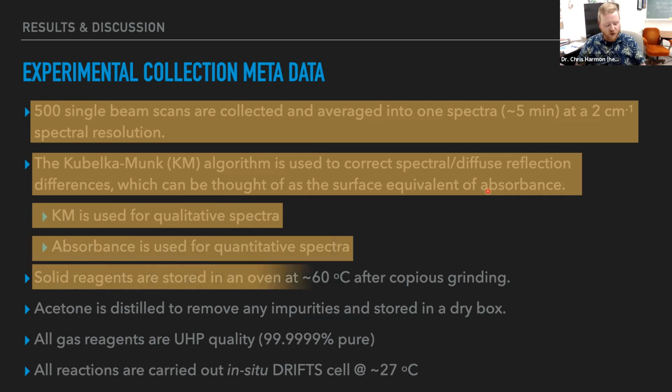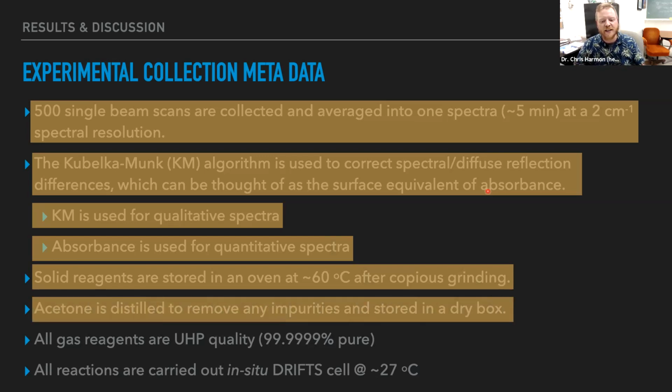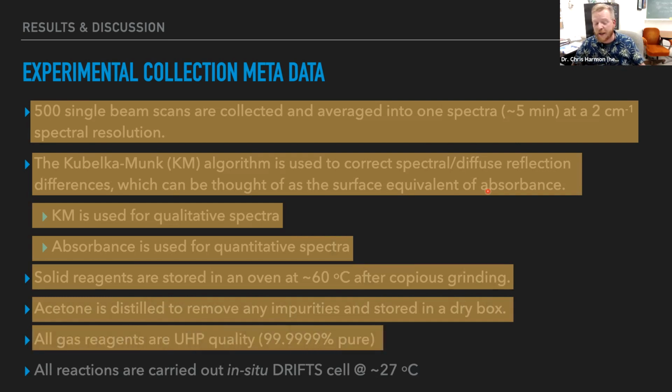Okay, so we store all solid reagents in an oven after copiously grinding them so that they're a nice small particle size. We distill acetone to remove any volatile impurities, and it's stored in a dry box when we're not using it. All of our gas reagents are ultra high purity, which is 99.9999% pure. If you're good at math, you'll note that that is actually still 100 parts per million impurities, but it's the best we can do.